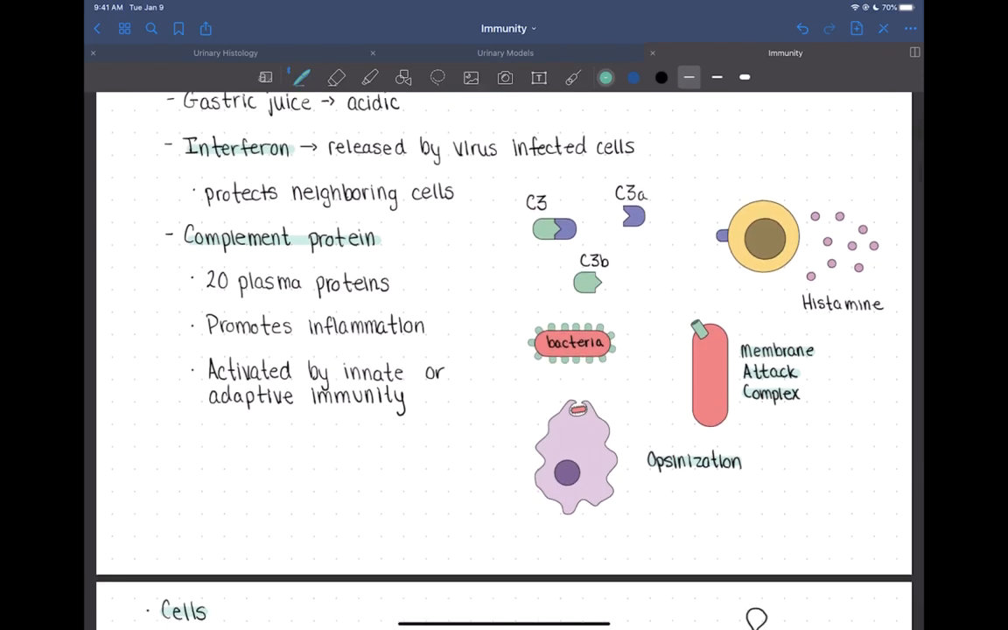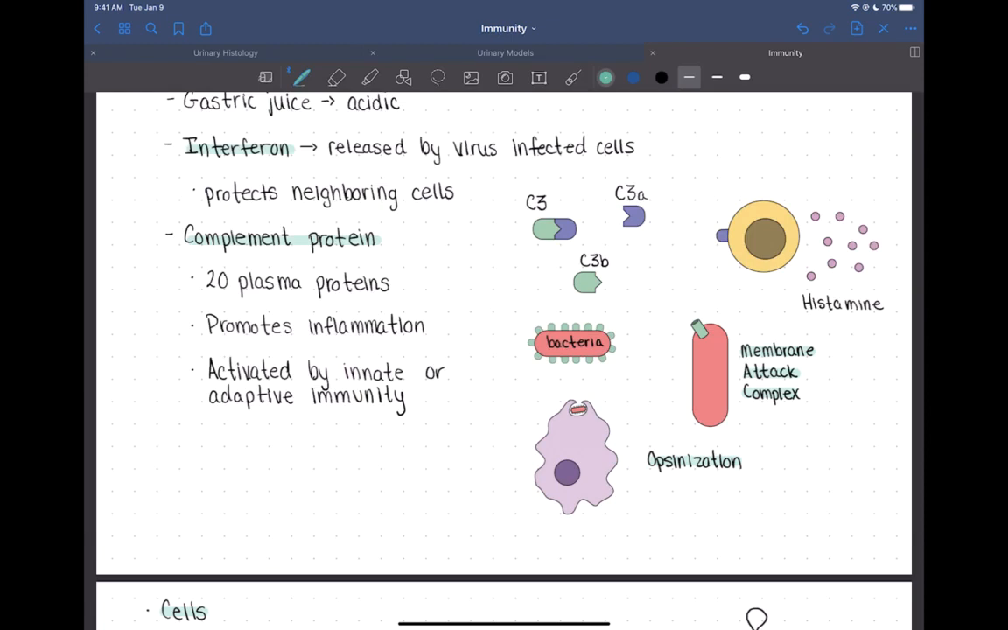Okay, and then our last chemical is kind of a big group of chemicals that we're going to talk about. They're called complement proteins. So these proteins are plasma proteins. There's about 20 of them just floating around in your plasma. They have some really cool specific functions, but their general function overall is to promote inflammation in the body. So if you encounter some sort of pathogen, this is going to promote inflammation, and inflammation does help to fight infections and that kind of thing.